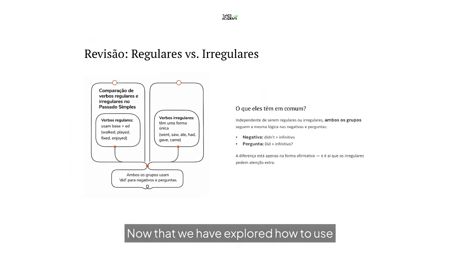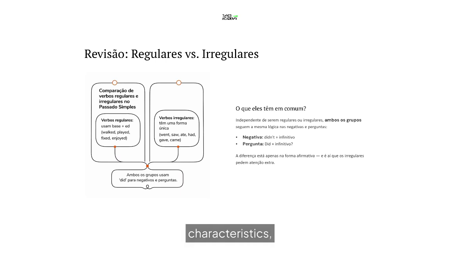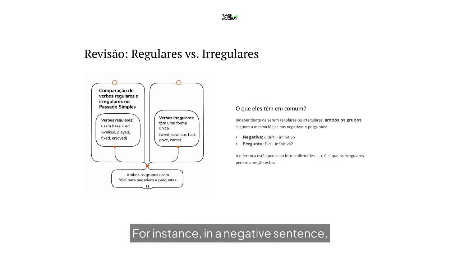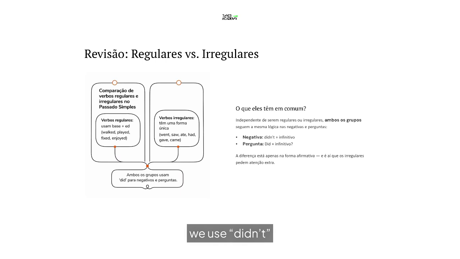Now that we have explored how to use temporal expressions to enhance our storytelling, let's take a moment to review the differences between regular and irregular verbs. Both groups share some common characteristics, especially when it comes to forming negatives and questions. For instance, in a negative sentence, we use didn't plus the base form of the verb. So whether you're saying, "I didn't go," or "I didn't see," the structure remains the same. This consistency is essential as it allows you to form sentences correctly without worrying about the verb's past form.